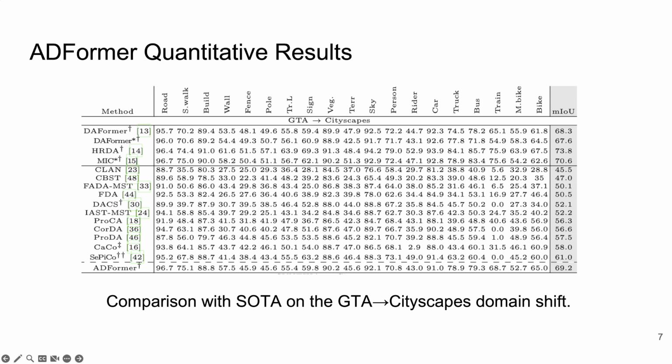Here is a comparison of ADFormer with the state-of-the-art methods on the GTA to Cityscapes domain shift. As we can see, ADFormer outperforms other methods by a clear margin.